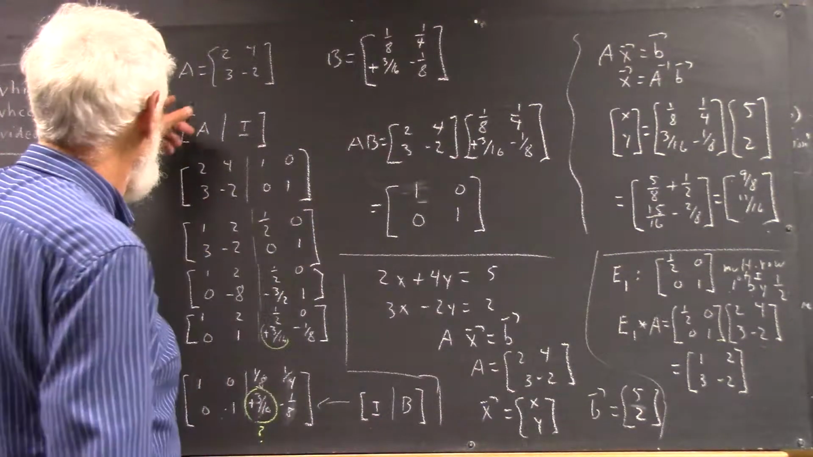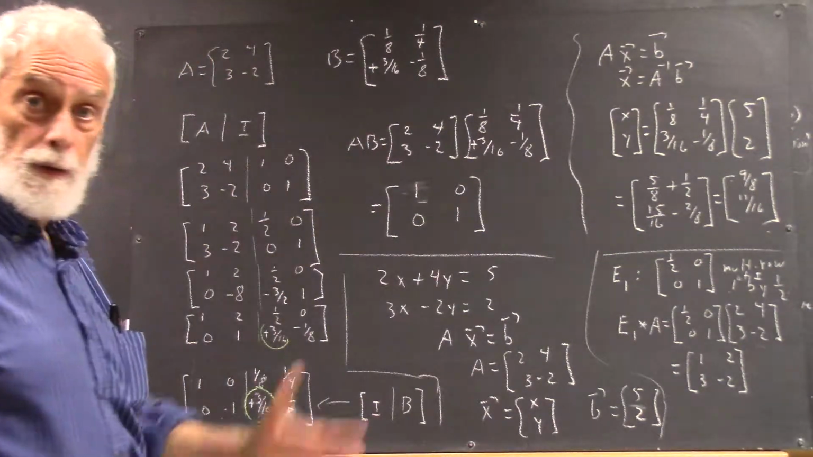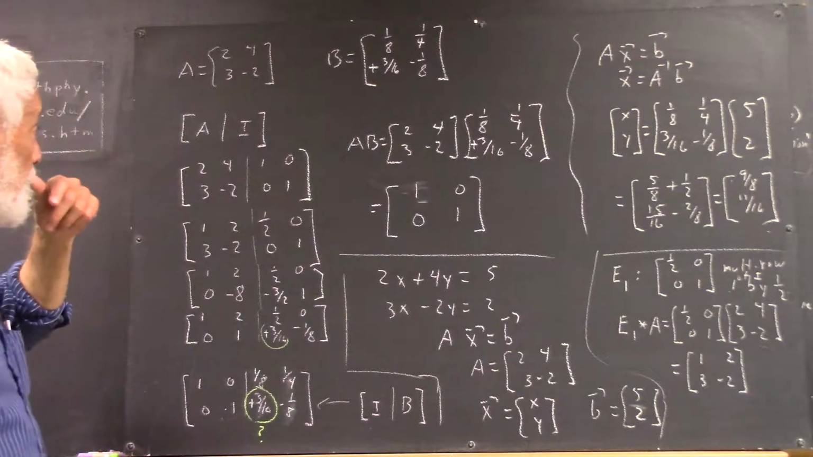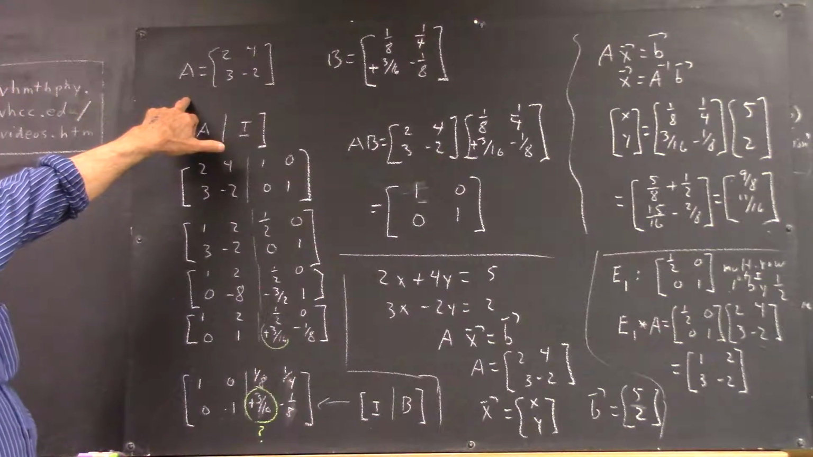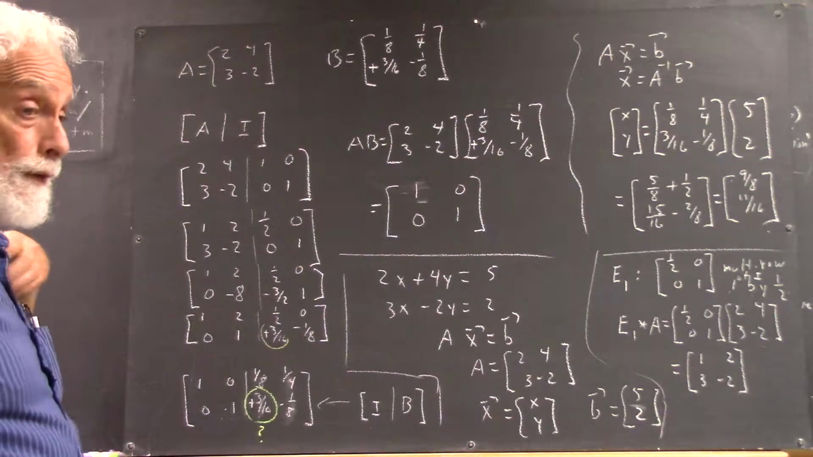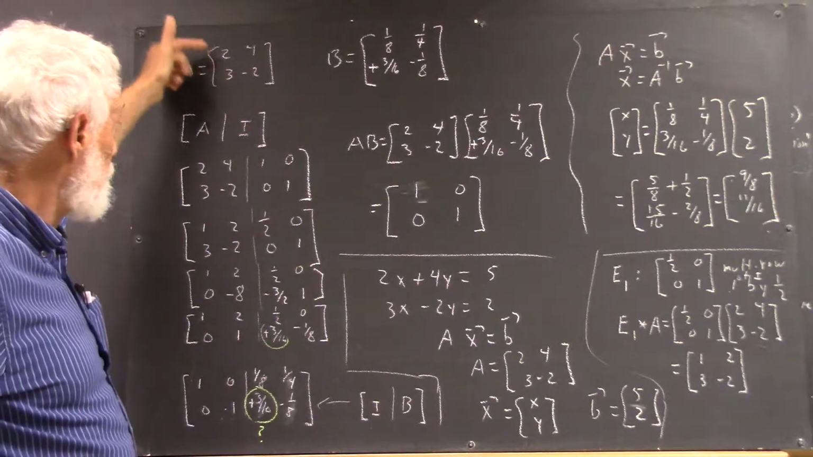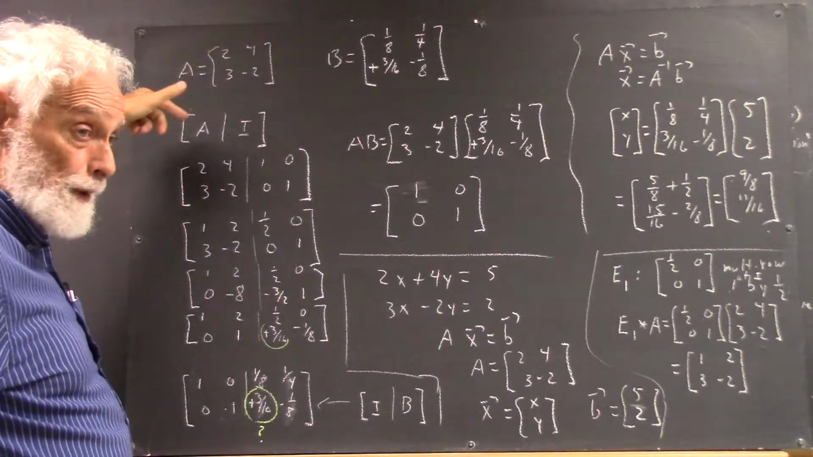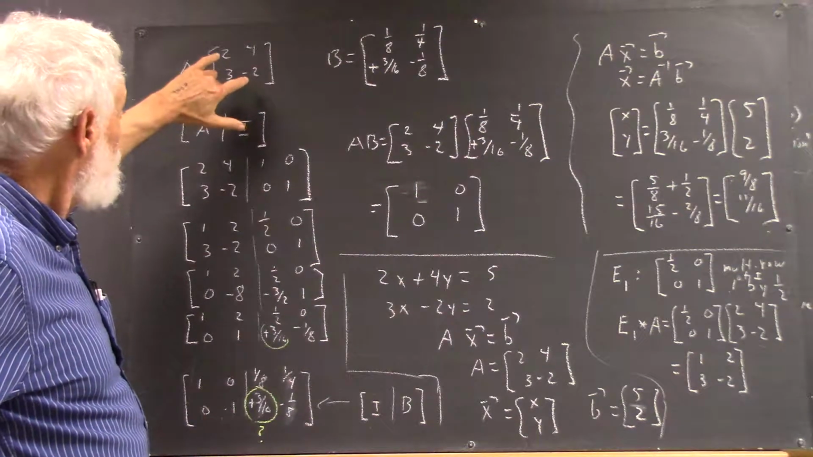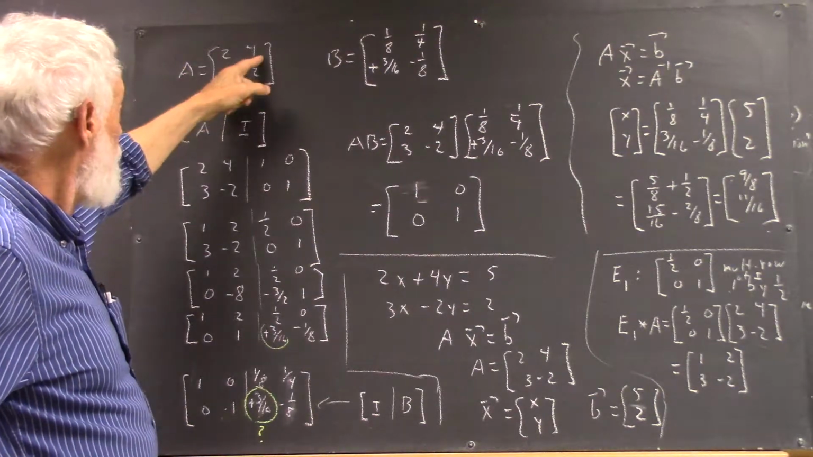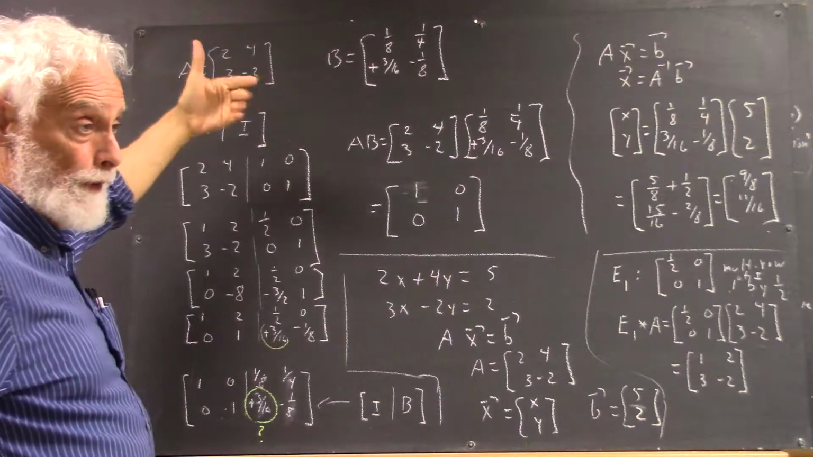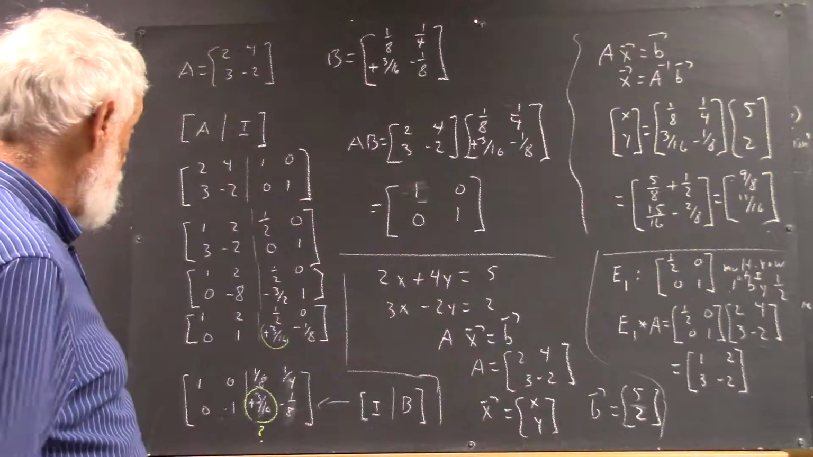Okay, we have the matrix A equals 2, 4, 3, negative 2. And we want to find the inverse of A. Now, we already know how to find the inverse of a 2 by 2. We find the determinant, this times this minus this times this. And then we reverse these two and make these two negative and divide everything by the determinant. Then we get the inverse.